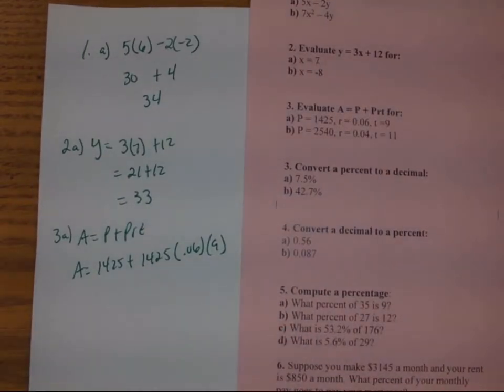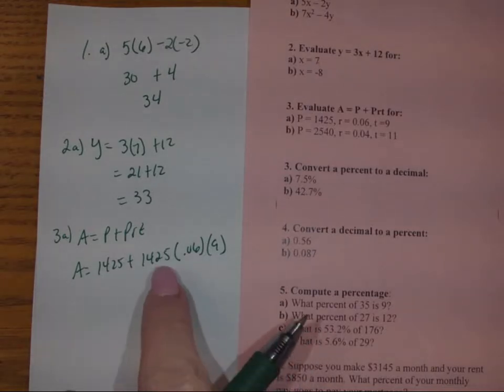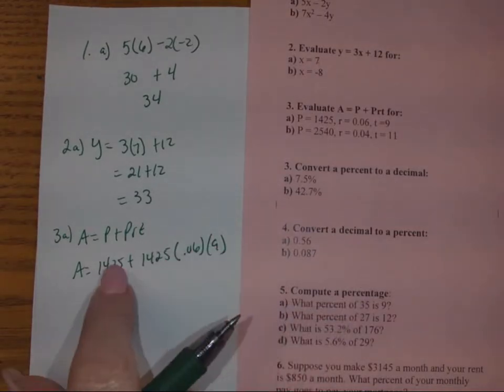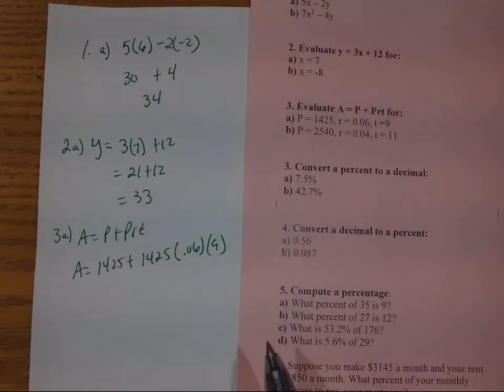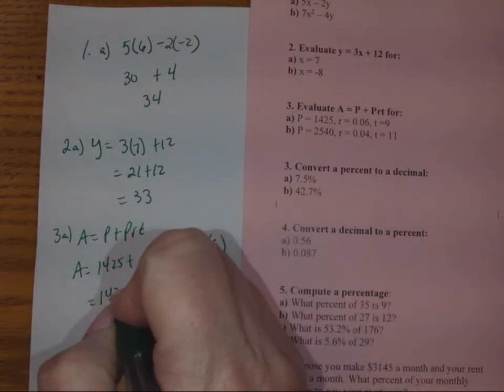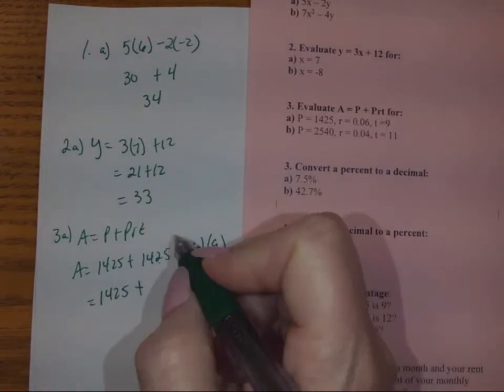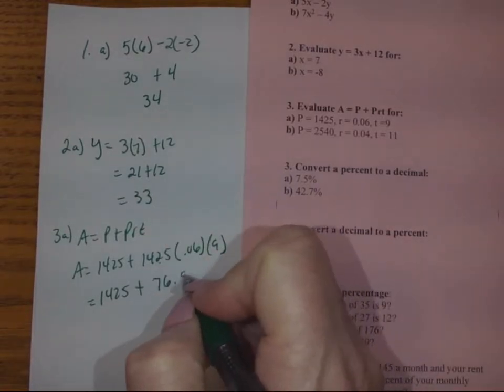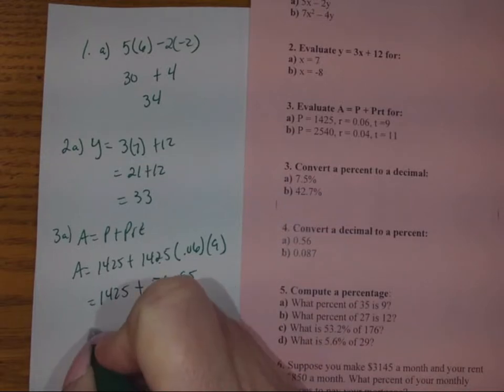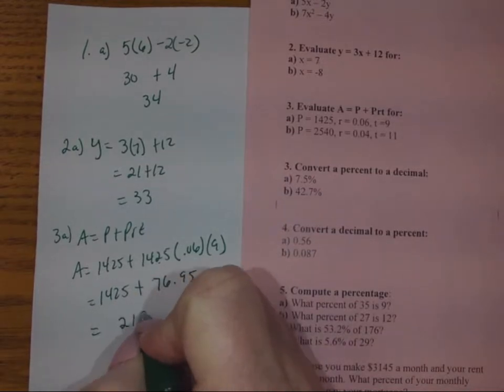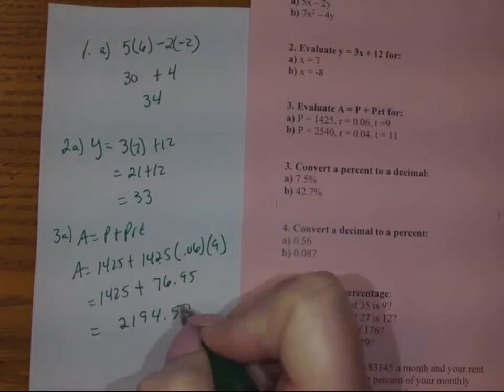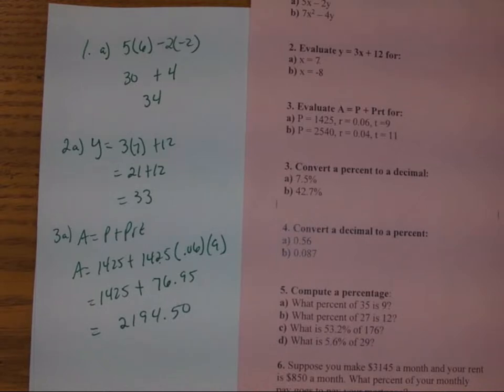Now you need to follow the order of operations here, and we need to multiply this part before we add this one. So this will get us 1425 plus, if I multiply all three of those numbers, I get 76.95. And when I add those together, I get 2194.50. So do not add these together first. Actually do the multiplication before we add.